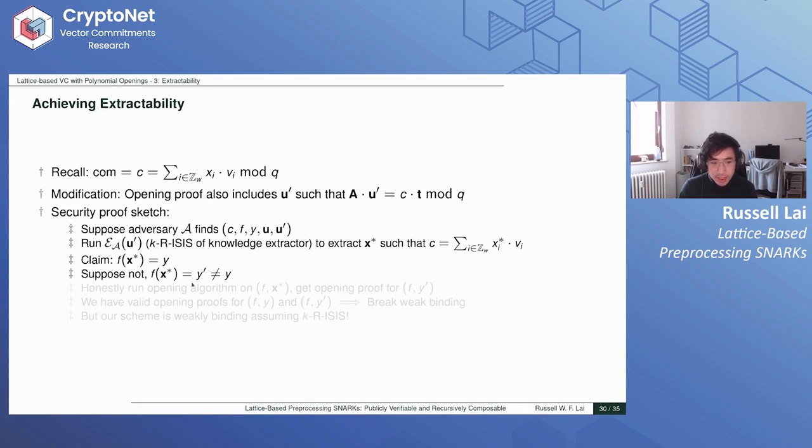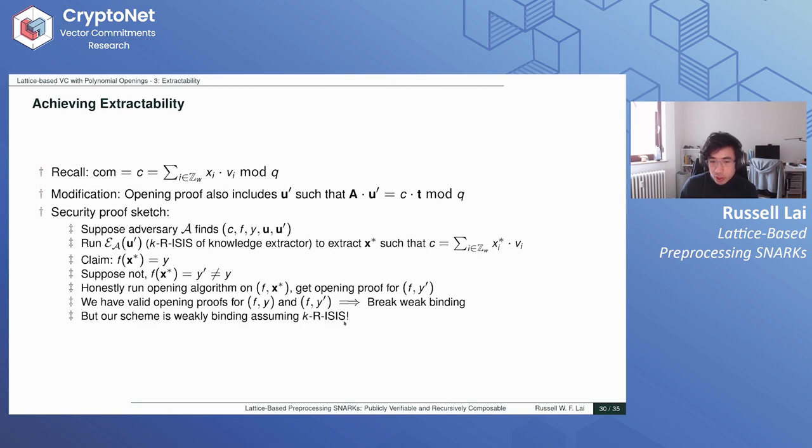Suppose this is not the case, then let's say f of x star is equal to y', which is not equal to y. Then we can run the opening algorithm honestly on f to produce an opening proof for (f, y'). But what we just did is that first of all, we get an opening proof for (f, y) from the adversary. And on the other hand, we are able to produce a valid opening proof for (f, y'). And this means that we are able to break weak binding. However, we just showed that by the CRISIS assumption, our scheme is weak binding. Therefore, this seems infeasible, and we conclude that f of x star should be equal to y.